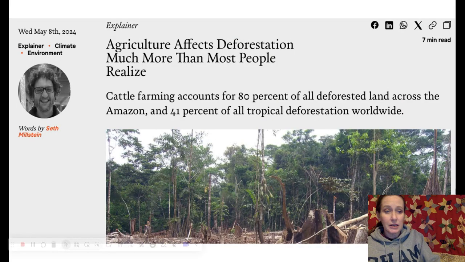And this is, I mentioned the rainforest. This is about cattle farming. It accounts for 80% of all deforested land across the Amazon, right? And 41% of all tropical deforestation worldwide. So that's why people say if you want to save the rainforest, you've got to eat something other than all this meat.